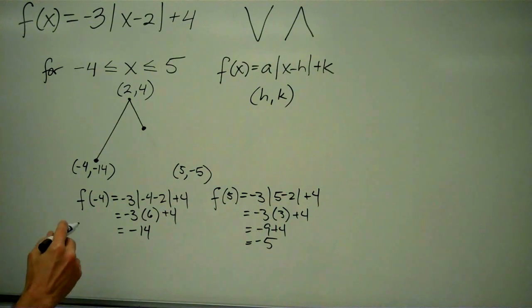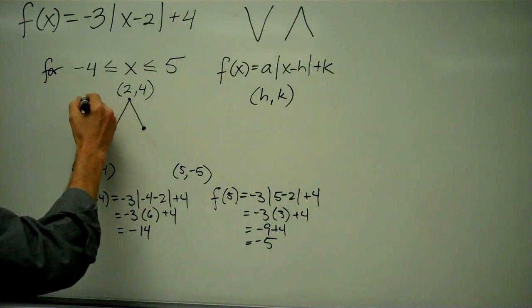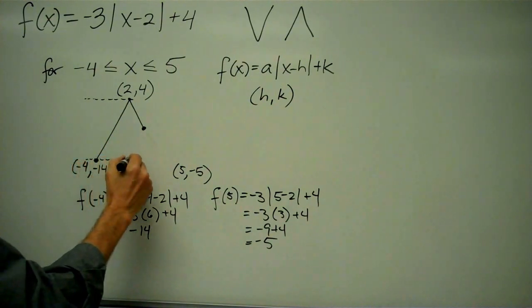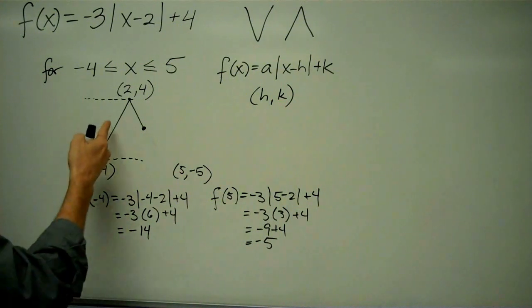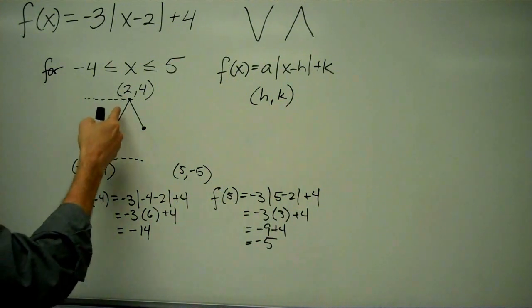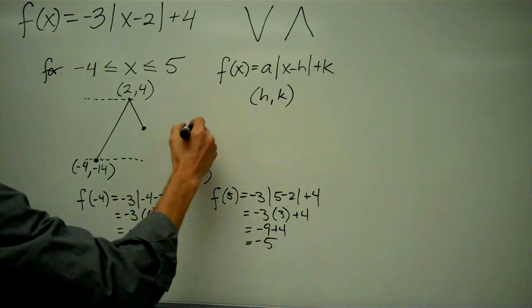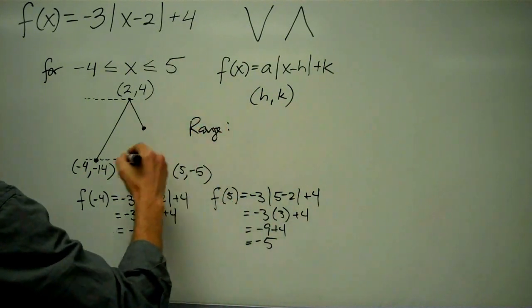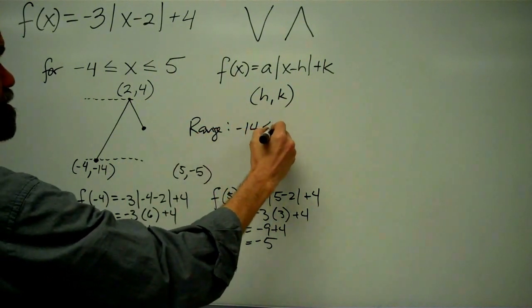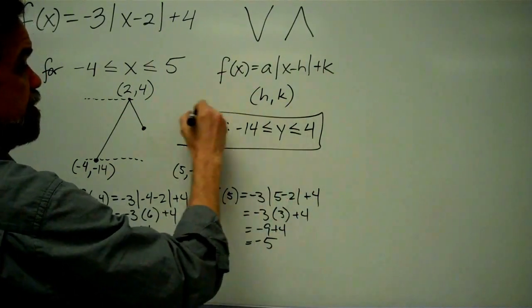Remember, when you want to find the range of a function, what you want to know is what are all the possible values of y. This means how high does my function get, how low does my function get, and what values can my function take in between those two. As I can see, it can take any value between negative 14 and 4. This stuff over here is irrelevant. So what that tells me is my range is negative 14 is less than or equal to y, which is less than or equal to 4. And there's my answer.